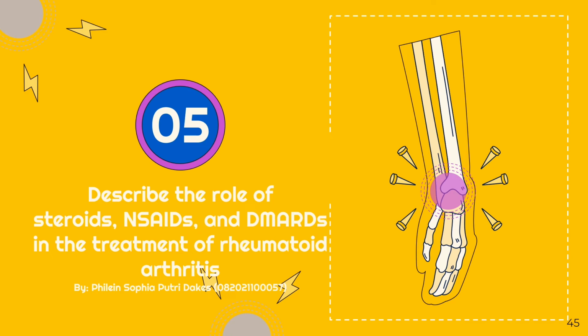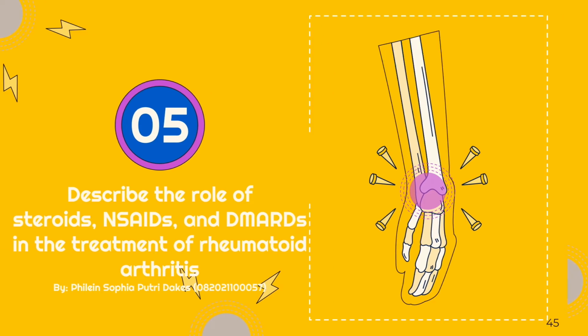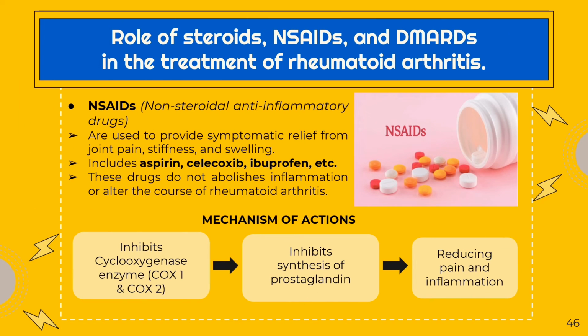So we'll go to the last TLO, which is the role of steroids, NSAIDs, and DMARDs in the treatment of rheumatoid arthritis. Firstly, I'm going to explain the role of NSAIDs, which are non-steroidal anti-inflammatory drugs. Usually, NSAIDs such as aspirin, celecoxib, ibuprofen, and others are used to provide symptomatic relief from joint pain, stiffness, and swelling. All of these drugs just reduce the symptoms but do not alter the course of rheumatoid arthritis.